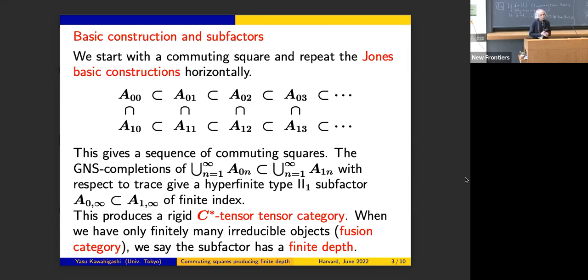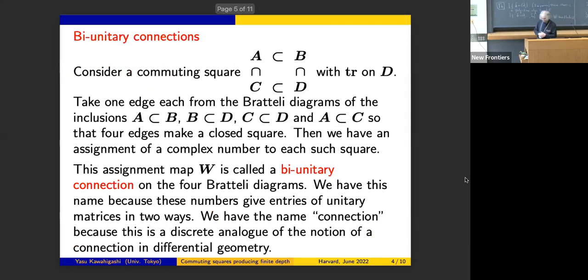Then we are also interested in the case of a fusion category, which means that we have only finitely many irreducible objects. And then in this situation, we say that the original subfactor has a finite depth. So this is a certain finiteness condition, or something like a rationality in conformal field theory. But in subfactor theory, we use the terminology finite depth. Then this is a classical setting.